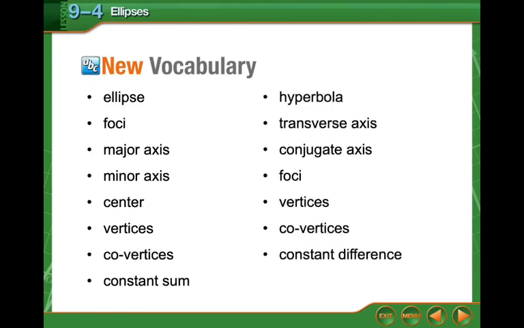And then for hyperbolas, we have a lot. Hyperbolas, you've got the transverse axis, conjugate axis, foci, vertices, co-vertices, and a constant difference. So hopefully that last word there for both of these guides you on the difference between the two. An ellipse is going to have a sum in the middle, and a hyperbola is going to have a difference between the two parts.